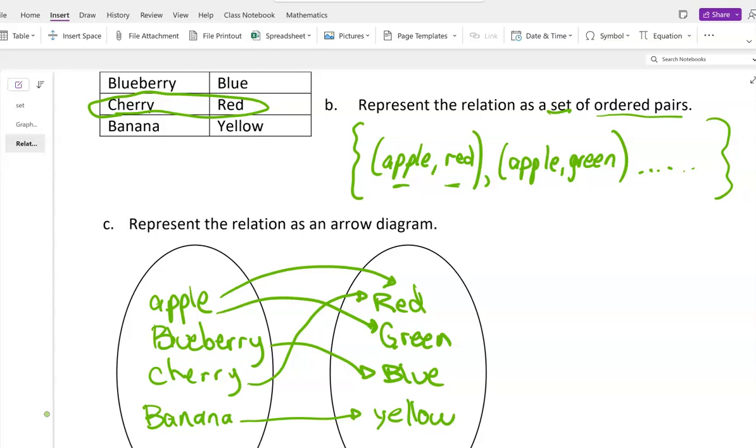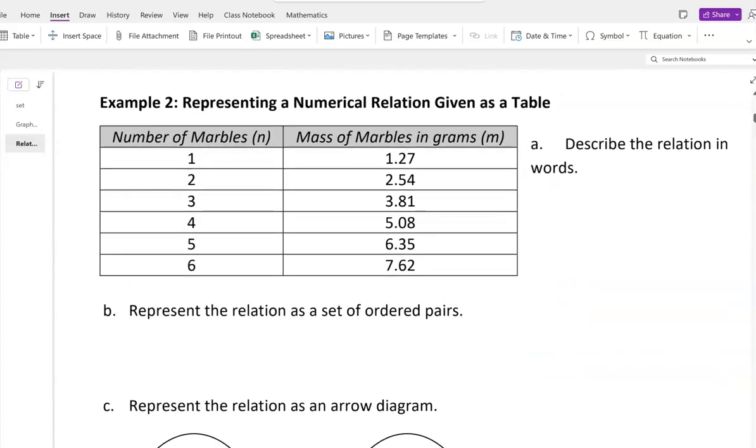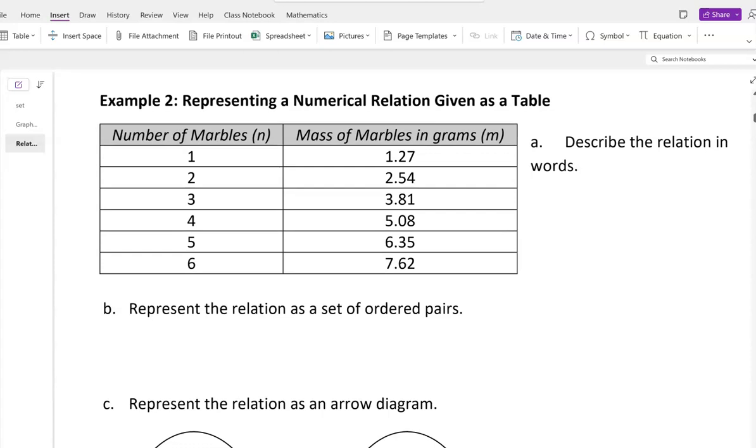I'm going to tell you right now, you're not going to see questions with the color of fruit in your homework or tests. Okay, let's get more into numbers, more things that look like math. In this case, the relation represents the number of marbles and their mass. So how is the mass related to the number? If I describe the relation in words, I might say something like the mass of marbles. By the way, mass is just another word for weight. So the mass of marbles could be the description of this in words.